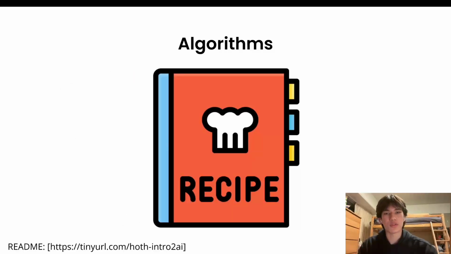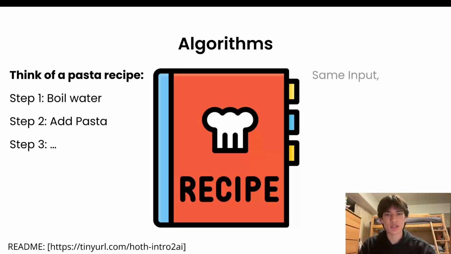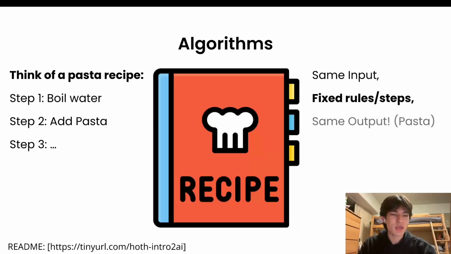When you think about an algorithm, let's think about a pasta recipe, right? It's going to be split into steps. Step one, boil your water. Step two, add pasta into the boiling water. And step three will be, make your sauce, add some cheese, stuff like that. And you'll notice that it's just the same thing over and over. This recipe is not going to change. It's not dynamic. It has the same input, the same fixed rules and steps, and you're going to get the same output as well, pasta.